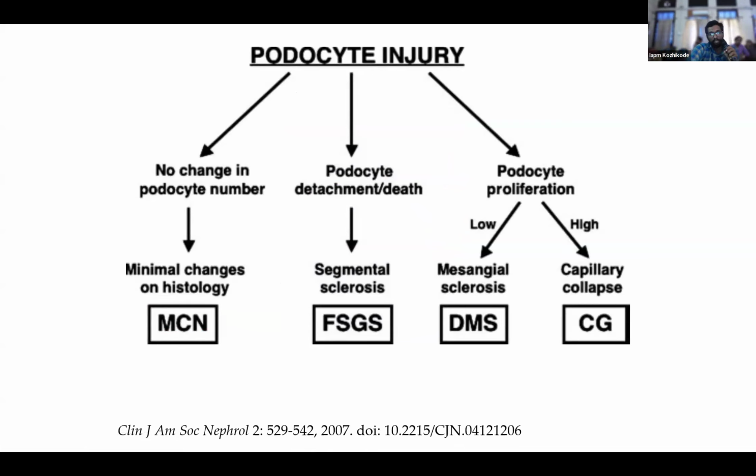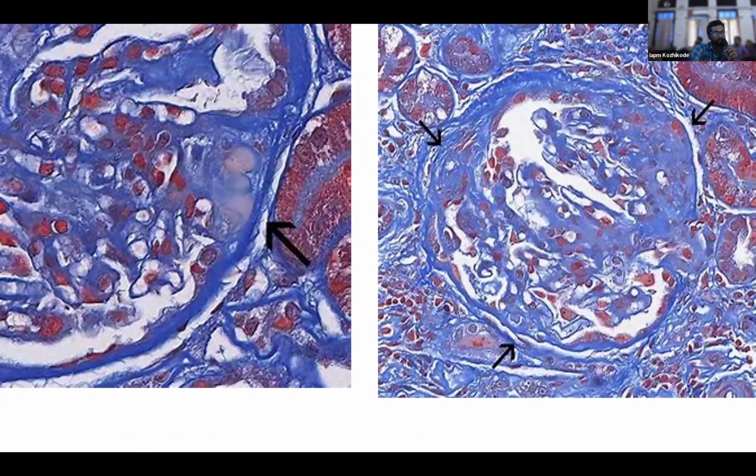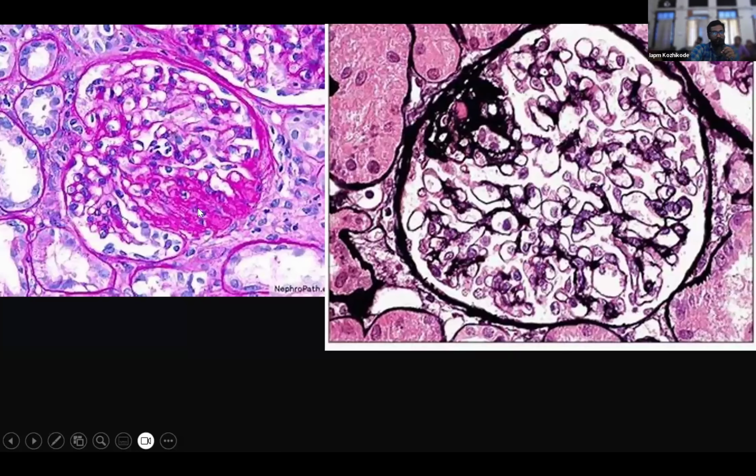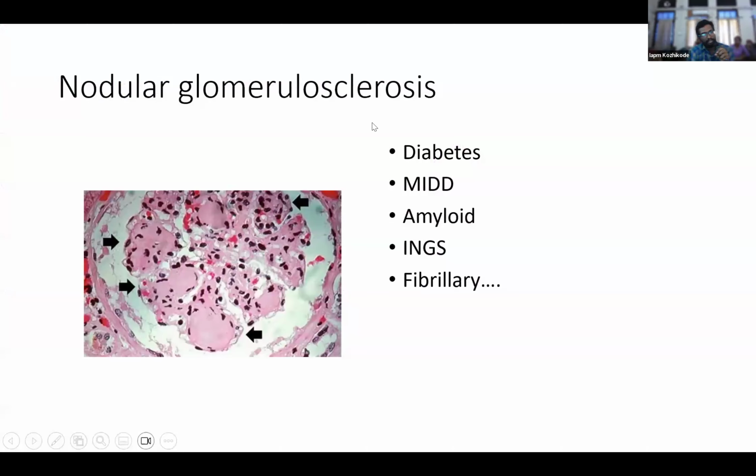If you are having cell death also, you are going to get segmental sclerosis, and it is called FSGS. So this is a synechia formation and this is a segmental sclerosis. Just another picture of the same in different stains. There are much rarer patterns like nodular glomerular sclerosis. I think it's beyond the time limit of this talk.